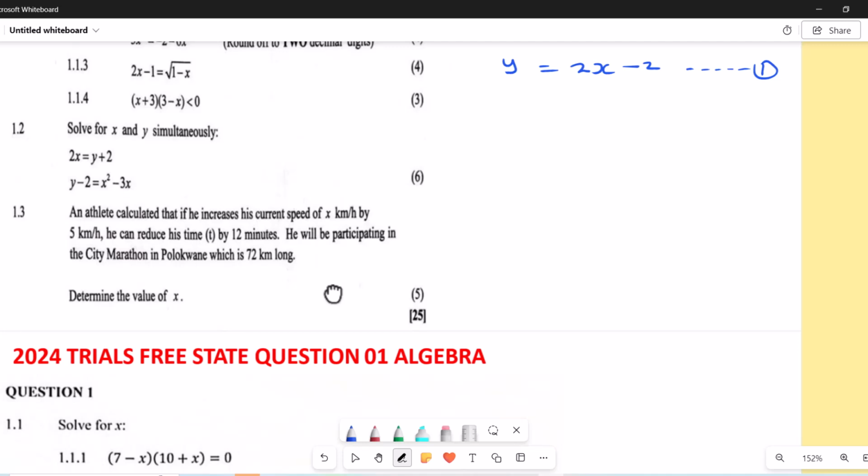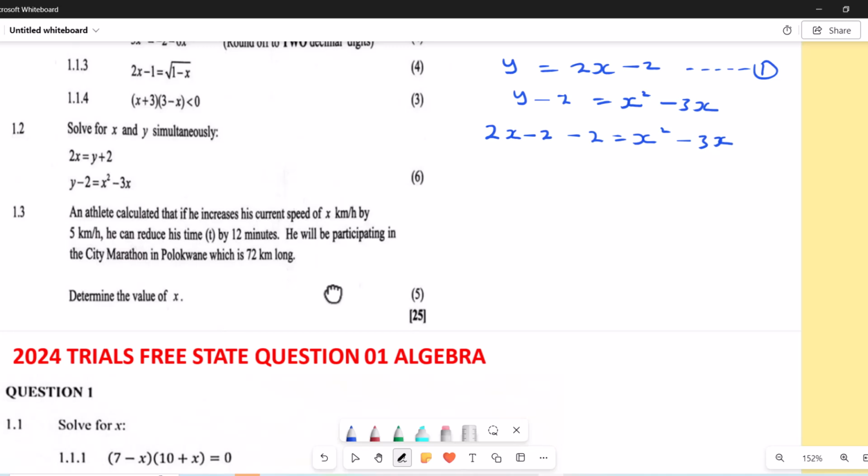Now here we have y minus 2 equals x squared minus 3x. So we're going to substitute here. Our y is 2x minus 2, so I'm going to put 2x minus 2 here, because my y is 2x minus 2. Then minus this 2 here equals x squared minus 3x.